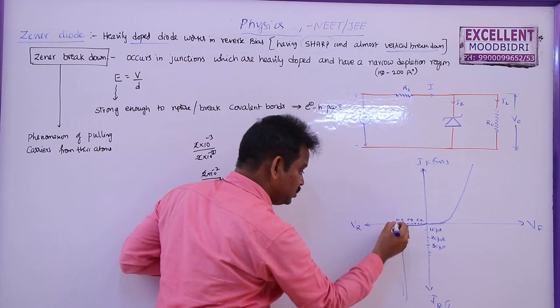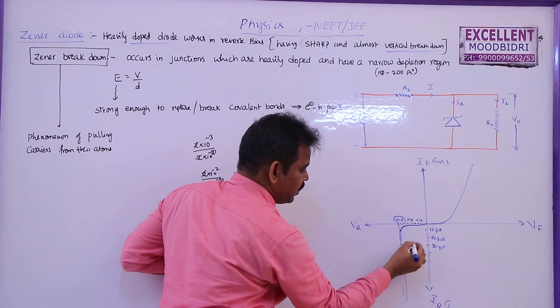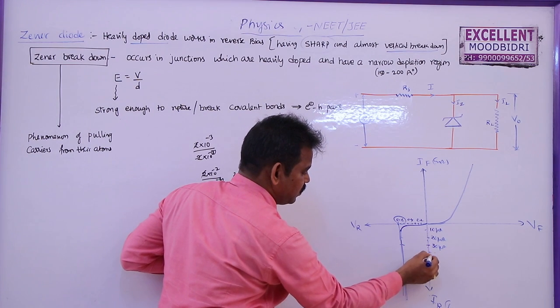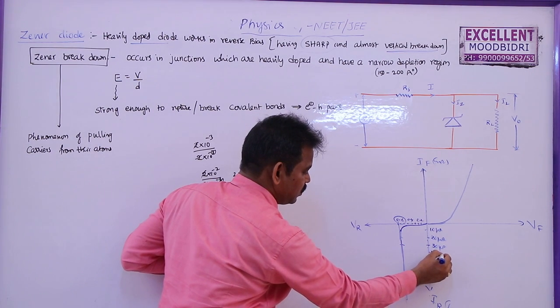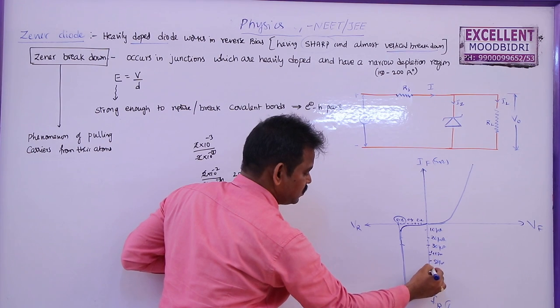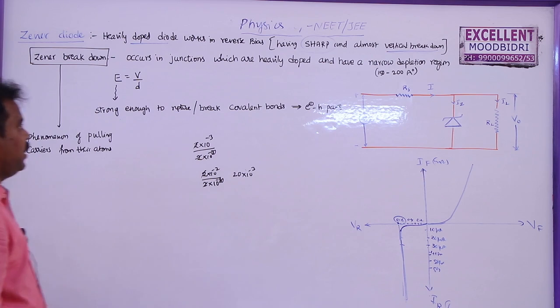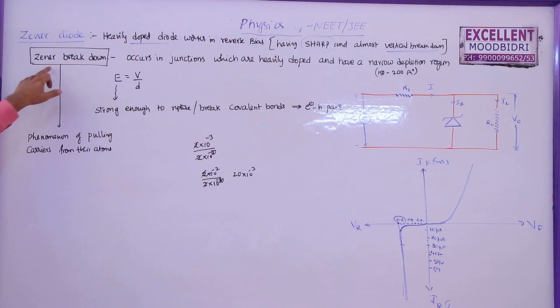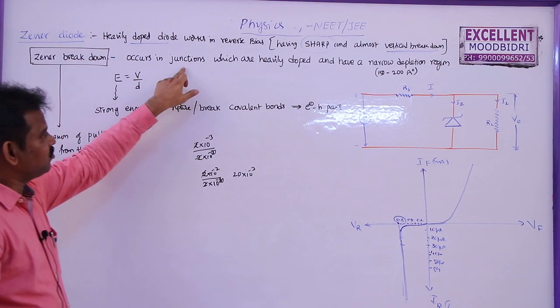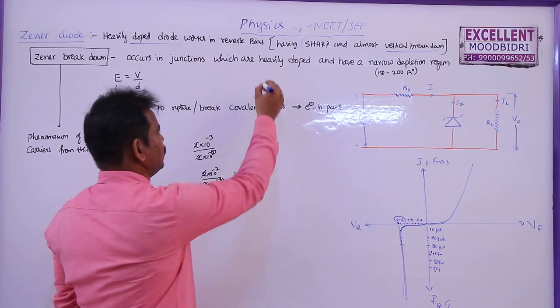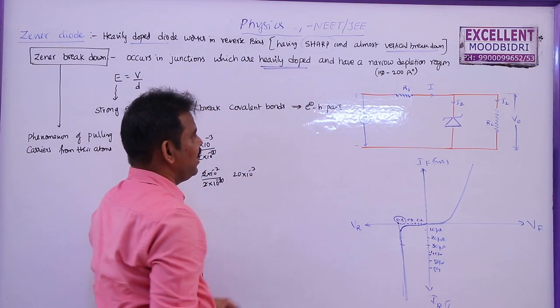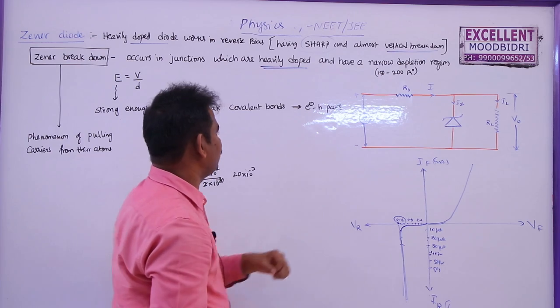That means for the same voltage, the current through the diode will have different values and that current value increases rapidly, and this voltage is known as breakdown voltage, also known as Zener breakdown. It occurs in junctions which are heavily doped. The first condition is it must be heavily doped and have a very narrow depletion region.